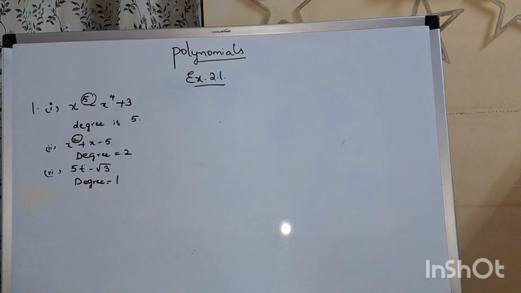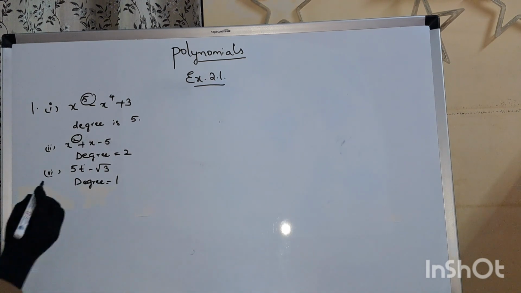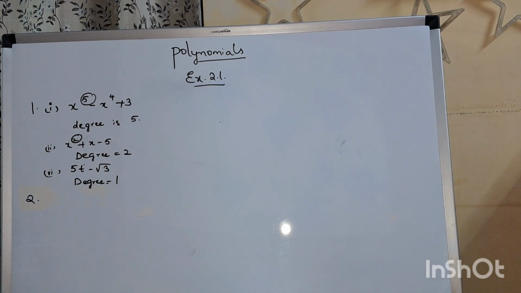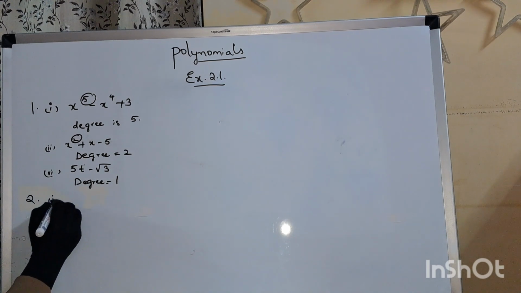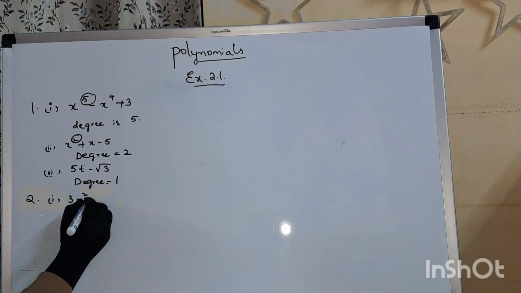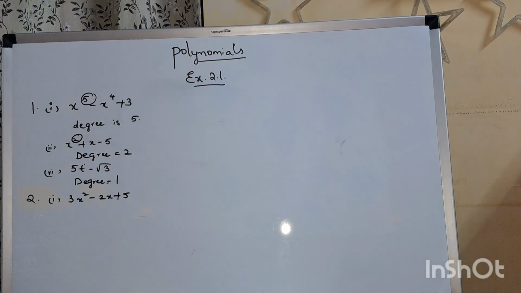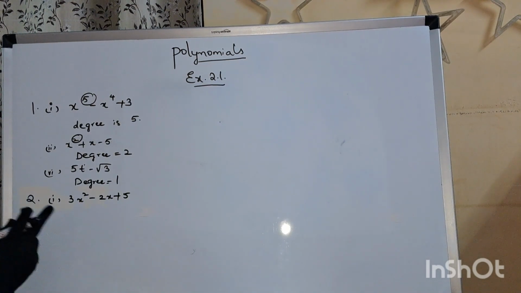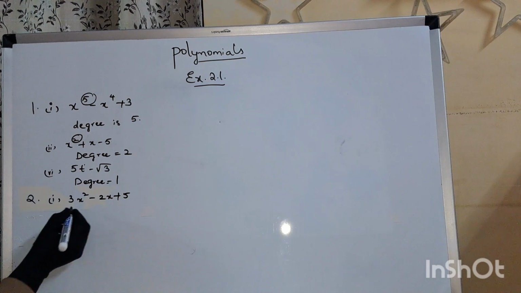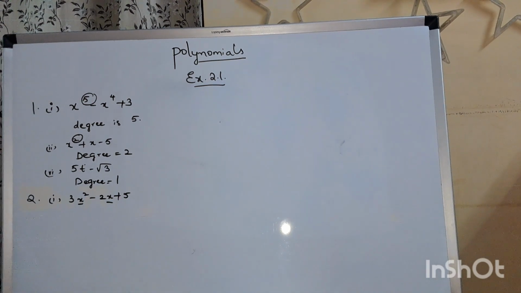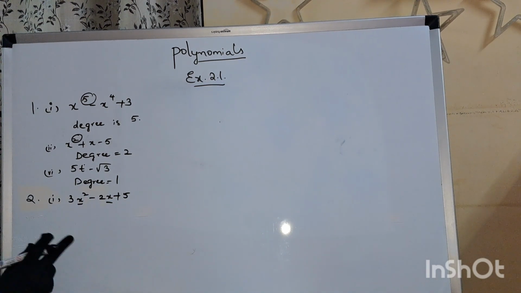Okay. Your next question, which of the following expressions are polynomials in one variable and which are not? Give reasons for your answer. In the second question, the first one is 3x square minus 2x plus 5. This is a polynomial expression with one variable, because here you are able to see x. So this is an expression with one variable.